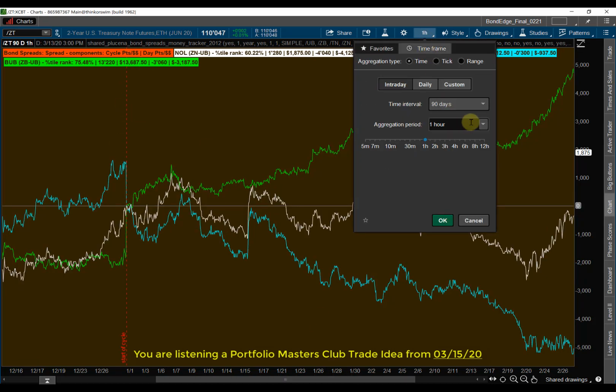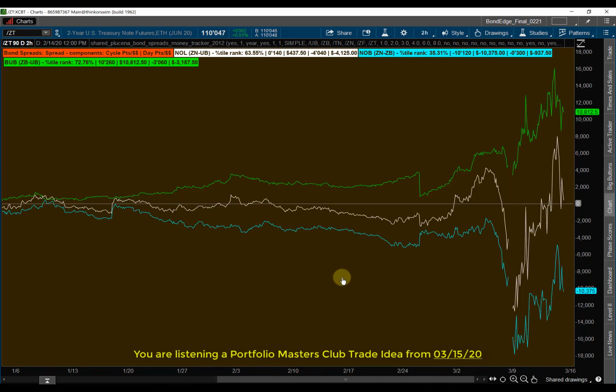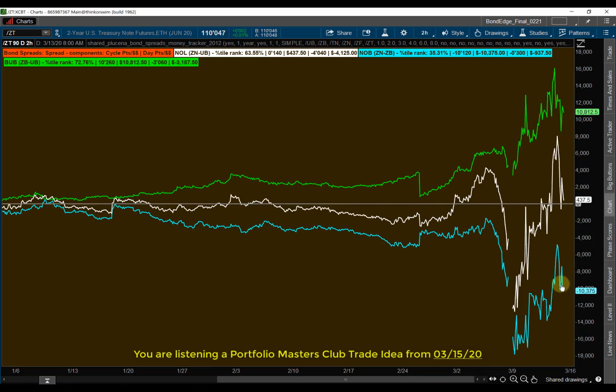Let me put this on a 2-hour chart, just so we can see the data a little bit more clearly. The Bob, it's not the Bub, it's the Bob because the 2-to-1 is up here. The knob, and here's the knoll.